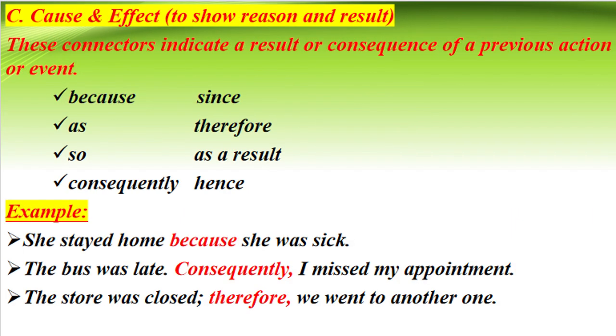Cause and effect, to show reason and result. These connectors indicate a result or consequence of a previous action or event. Examples: because, thus, so, as, therefore, as a result, consequently. Example: she stayed home because she was sick. The bus was late. Consequently, I missed my appointment. The store was closed. Therefore, we went to another one.